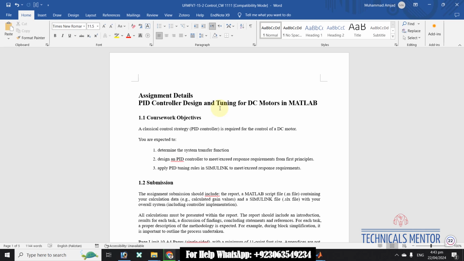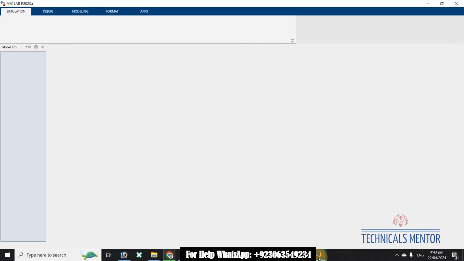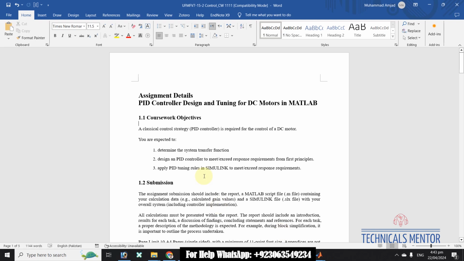In this video, we will see the project of PID controller design and tuning for DC motors in MATLAB. The objective of this project will be a classical control strategy, a PID controller, for the control of a DC motor. We will determine the system transfer function and then we will design a PID controller to meet or exceed response requirements from first principles. Then we will apply PID tuning rules in Simulink to meet response requirements.